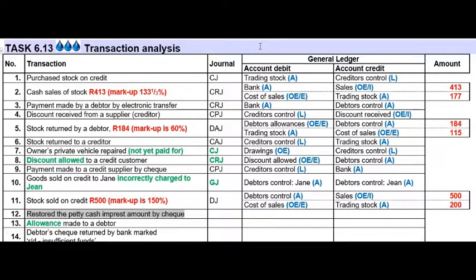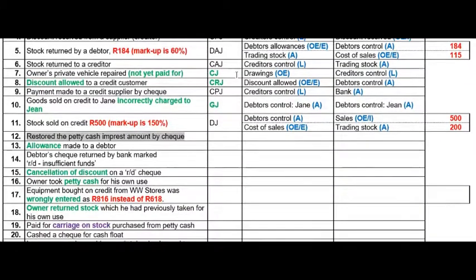Then the next one is we restored the petty cash imprest amount by check. The word check indicates that this is a CPJ transaction. If we restore the petty cash imprest amount, then we will put money into petty cash, increasing our asset, and we will take money from our bank, decreasing that asset.